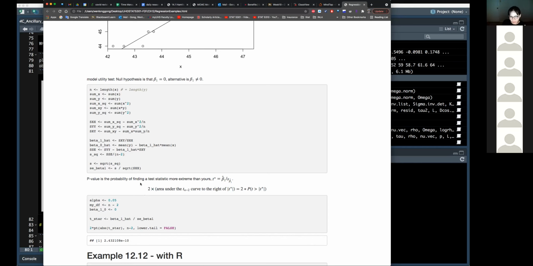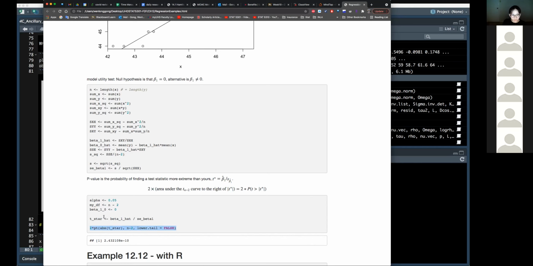And for a two-sided test, remember our alternative hypothesis is beta 1 not equal to 0. So in that case, when you calculate the p-value by hand, you will do 2 times the one tail area. So this is 2 times the area under this t curve to the right of your test statistic. And in R, this is how you do the calculation.